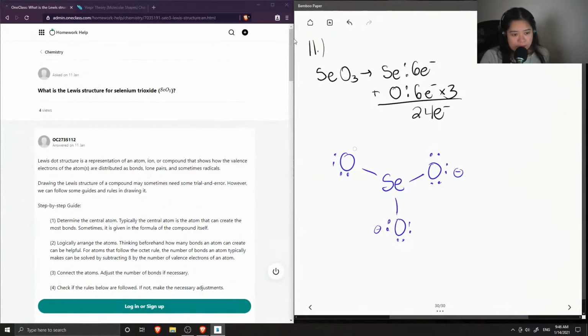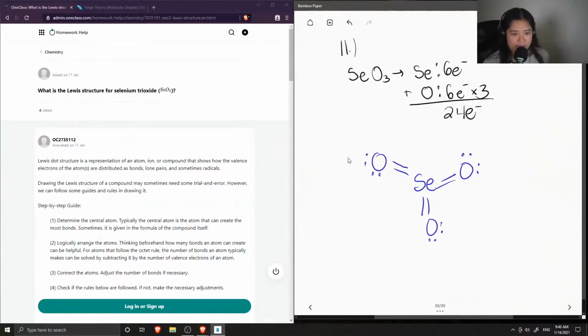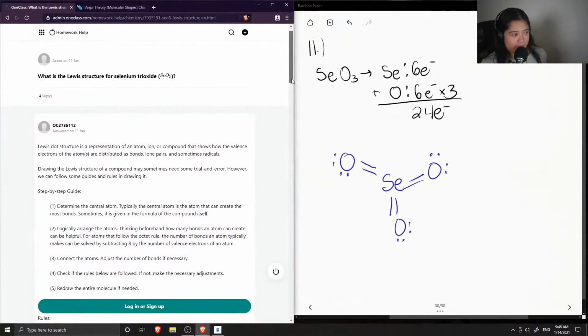So we are just going to make double bonds from each of our oxygen atoms. So selenium is one of those examples where it can have more than a full octet. So this is why we are able to draw double bonds all around. And now we have a neutral molecule, and everything has a full octet. In the case of selenium, there's more.